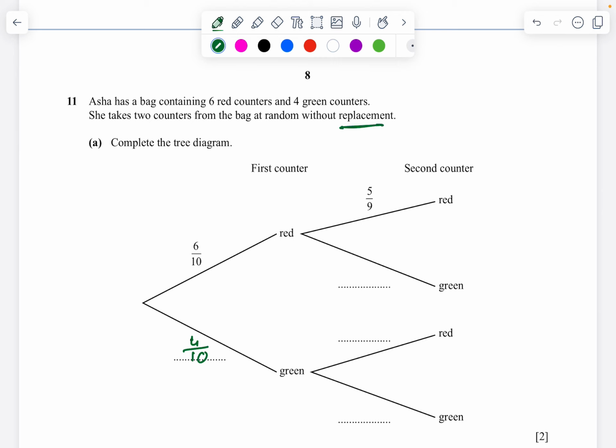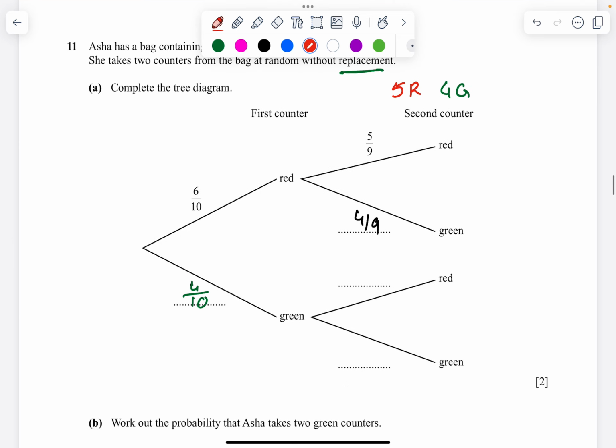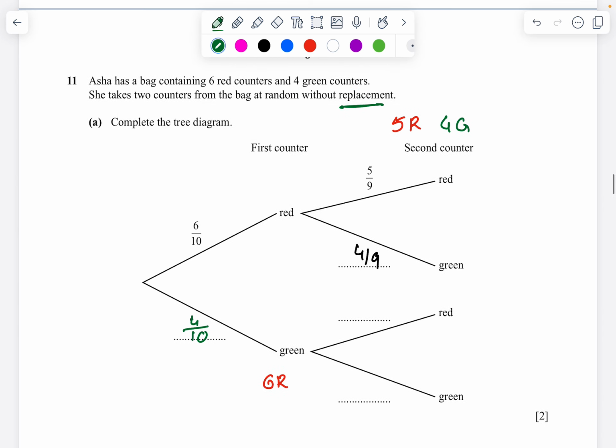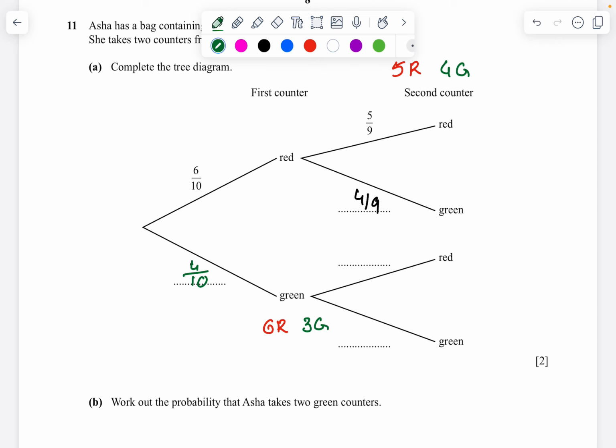And without replacement. So now once a red counter is taken away, what will be the composition? It will have 5 red and 4 green. So in that case, what will be the probability? 5 upon 9 and 4 upon 9. If the green is taken away, it will be left over with 6 red and 3 green. So what will be the probability for red? 6 upon 9, and green is 3 upon 9.